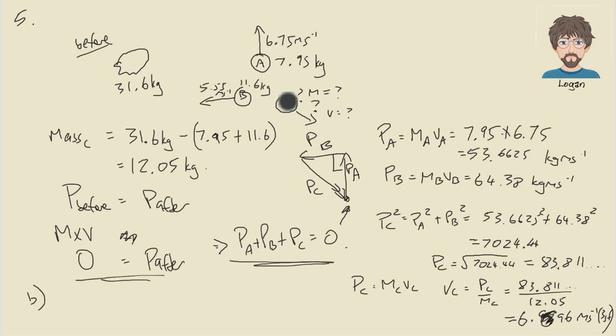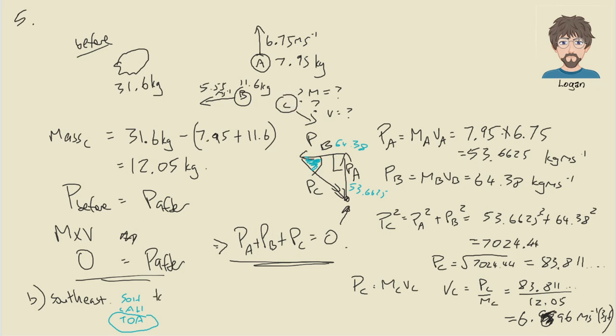Part B for this one is calculate the direction of the third piece. Well, the direction of the third piece, it's going to be something degrees below east. It's traveling southeast, but how far southeast? What's its actual bearing? Let's draw on here in a different color for a moment. This is the angle that we're going to get, something or other south of east. We can work it out based on these numbers. PB was 64.38. PA was 53.6625. We can go SOH CAH TOA. In this case, we've got the adjacent and the opposite, so that's TOA.